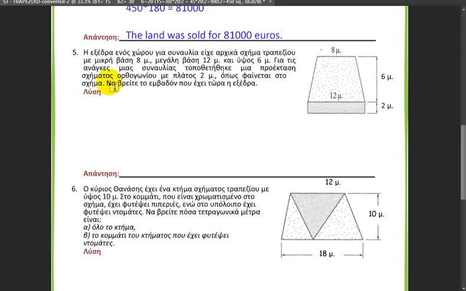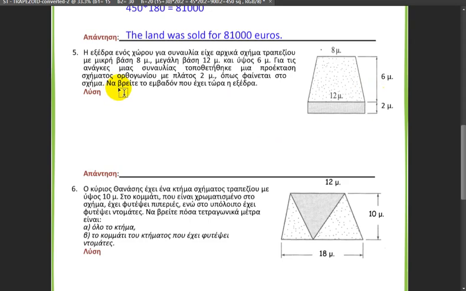Okay, so let's see what we have here. We have a trapezoid, right? And right below the trapezoid is a rectangle. And we're given the lengths of everything that we care about. So the length of the short side of the rectangle, its long side, we know the long side of the trapezoid, the short side of the trapezoid, and the height of the trapezoid being 6 meters.